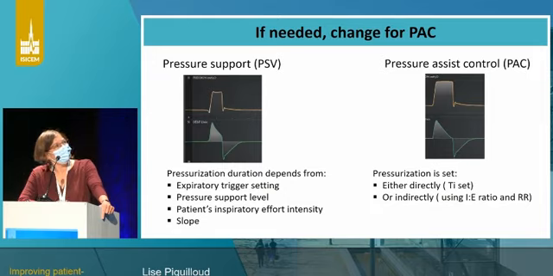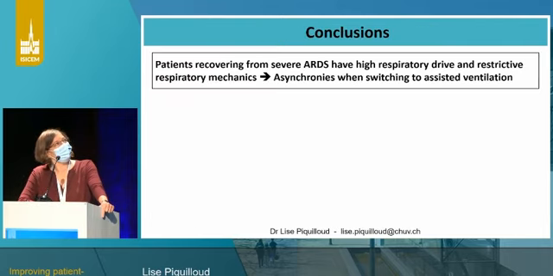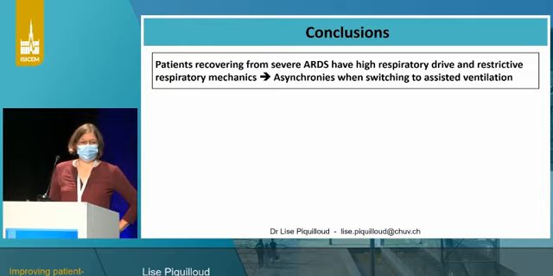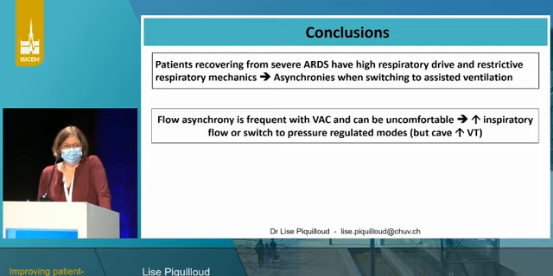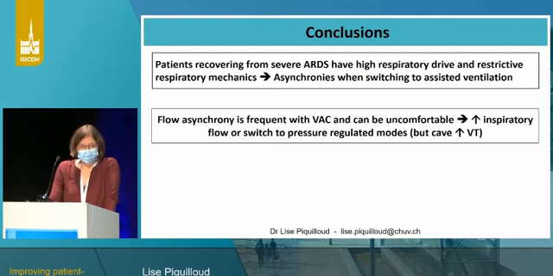And when you've played on all those parameters and haven't solved the problem, then you have to choose another solution to set the inspiratory time of the ventilator. Then patients recovering from severe ARDS have high respiratory drive and restrictive respiratory mechanics. This is the reason why they have a lot of asynchronies, and particularly premature cyclings and double triggerings when you switch them to assisted ventilation.